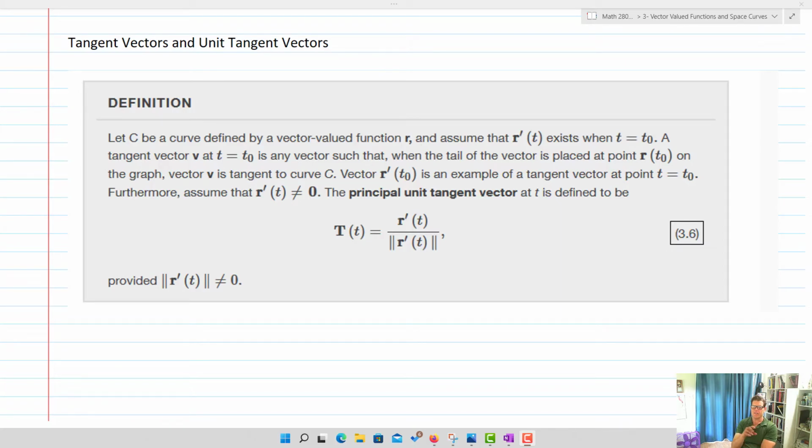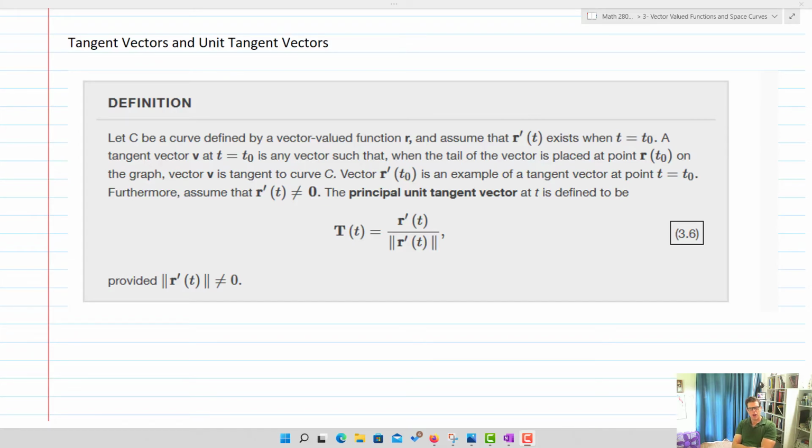So a tangent vector v at t equals t naught is any vector such that the tail of the vector is placed on the point r of t naught on the graph, and the vector v is tangent to the curve c. Tangent, I want you to be thinking to yourself, okay, that's in the direction of the curve c at that particular point. It's just kind of like, it's going that way, right? That's the idea. It's going in a particular direction.